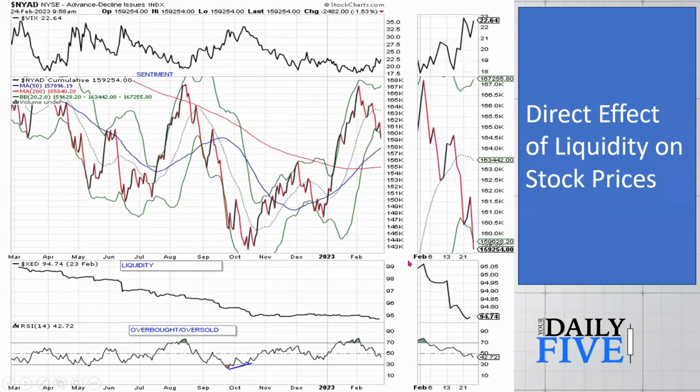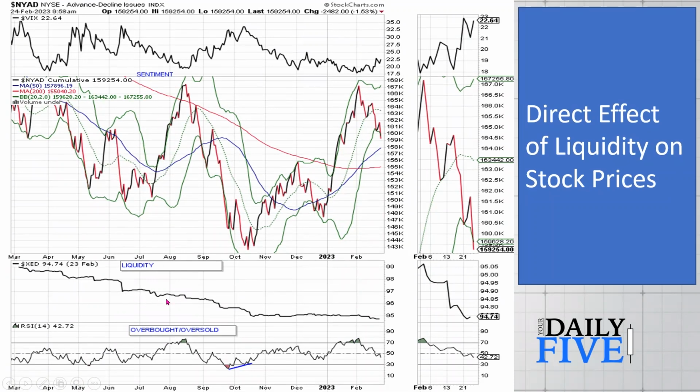So what is the direct effect of liquidity on stock prices? Well, first, let's focus on XED. And we can see that XED has fallen, as we showed earlier. We can see that as it was falling, there was a great deal of volatility in the New York Stock Exchange advanced decline line.